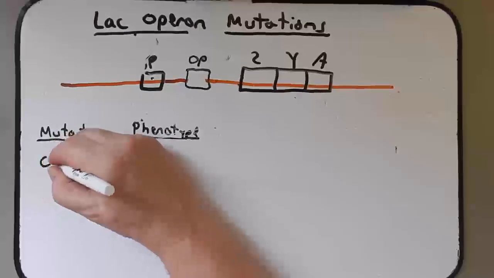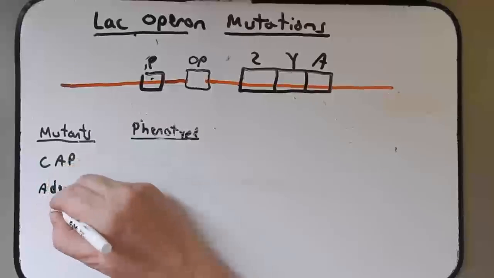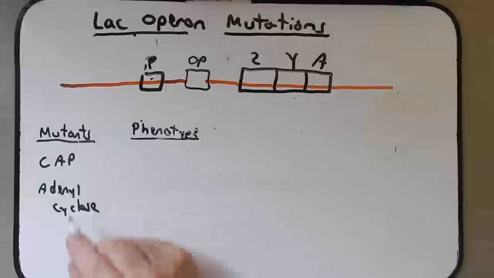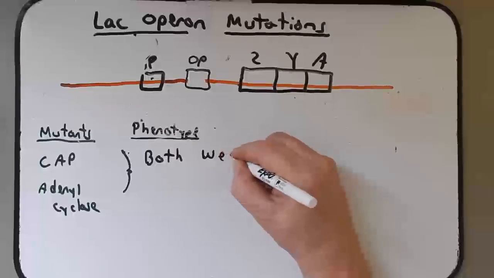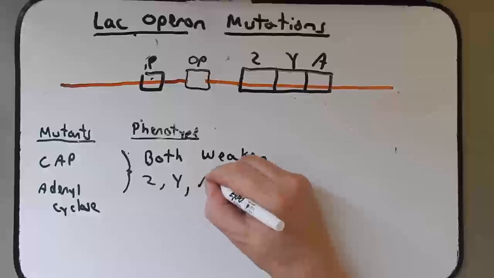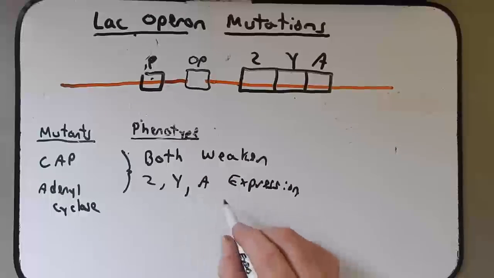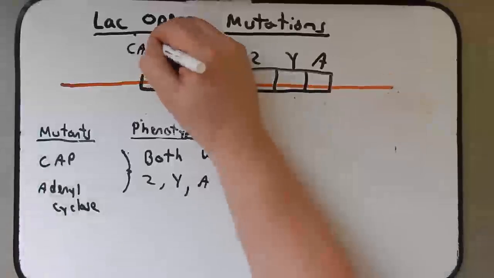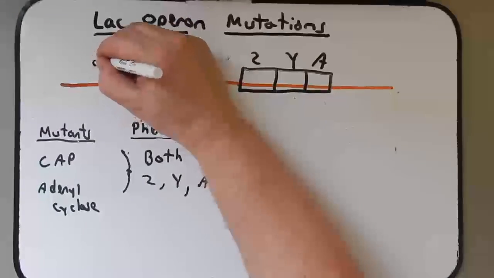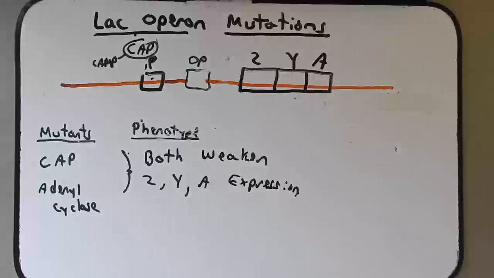There are two more mutants we haven't talked about. The first is CAP and the other is adenyl cyclase. Both of these mutations have the same effect. They will weaken ZYA expression. They both weaken ZYA expression because in order to turn these genes on fully, CAP bound to the inducer, cyclic AMP, will bind to the promoter and recruit RNA polymerase.